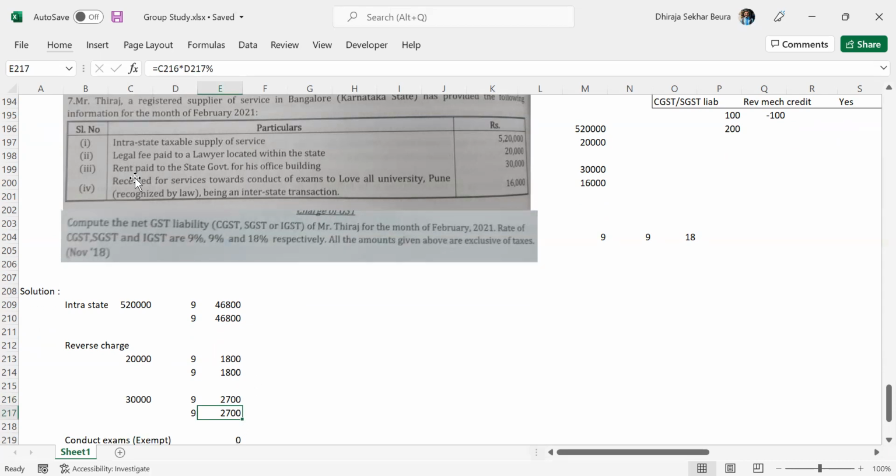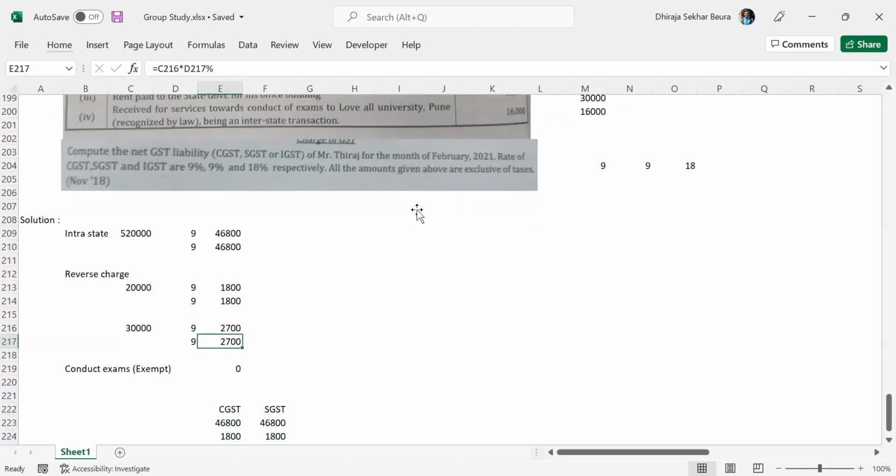Okay. So next one is services received towards conduct of exams for Love All University, Pune, and so on. It is actually an exempt service. Wherever services related to education and exams are provided, most of them will be exempt. So similarly, this is an exempt service. So no tax on it.